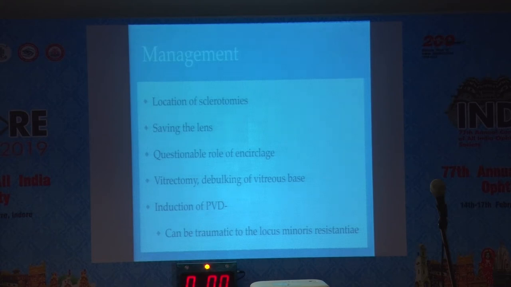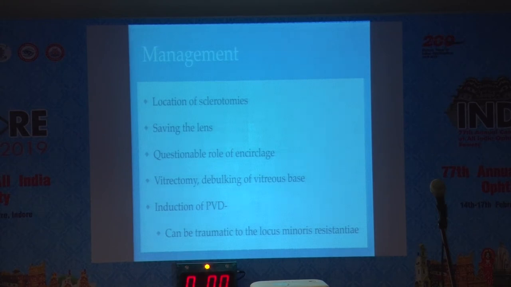There's a questionable role of encerclage because in large colobomas with the entire inferior 4 o'clock hours or more affected by the coloboma, the inferior 4 o'clock hours don't need any support in the periphery. The remaining 8 o'clock hours can perfectly be tamponaded by internal tamponading agent. So you really don't require an encerclage in most cases, provided you do a good thorough vitrectomy. Selected cases, I add encerclage as well. A debulking of the vitreous base is important with the indentation.